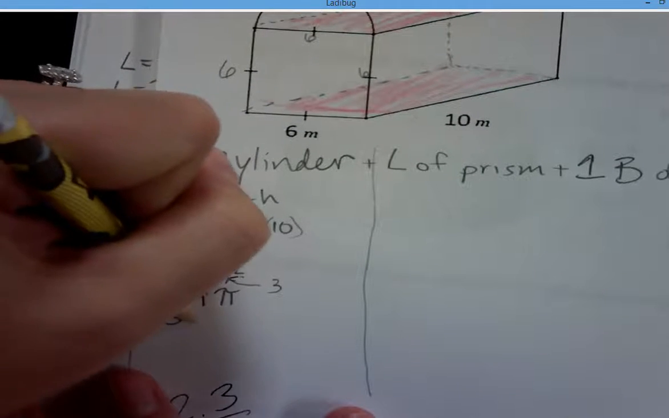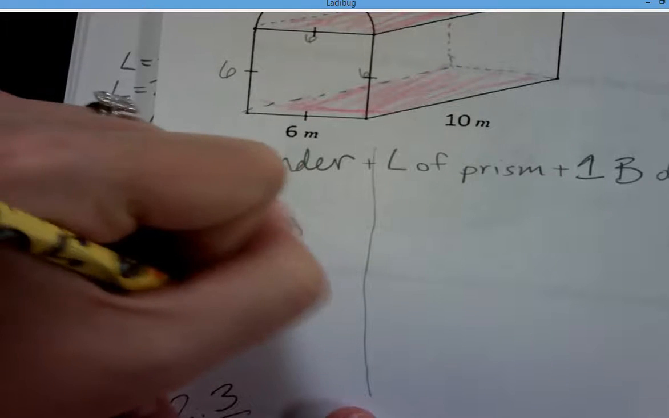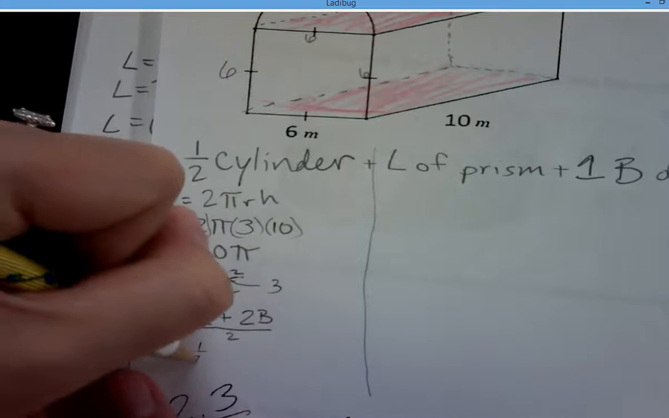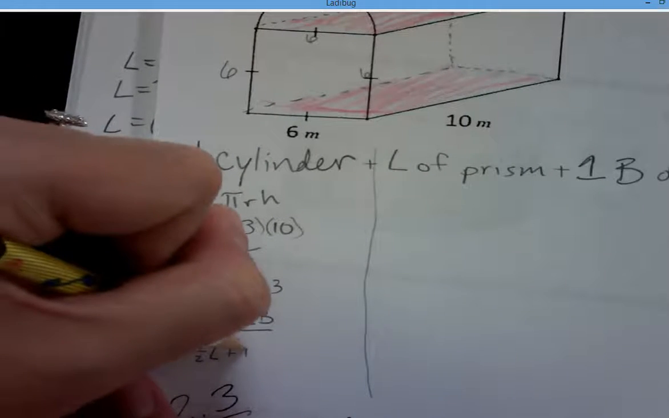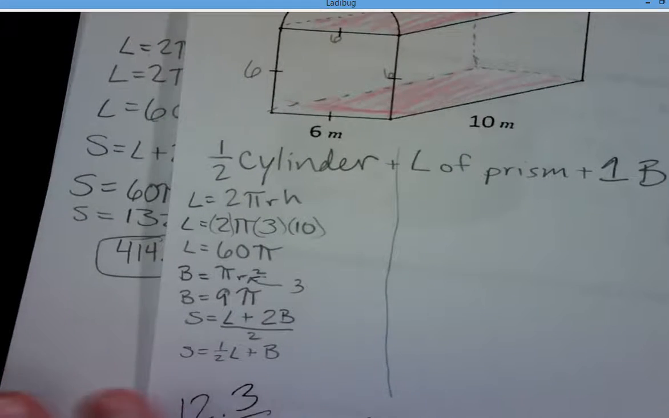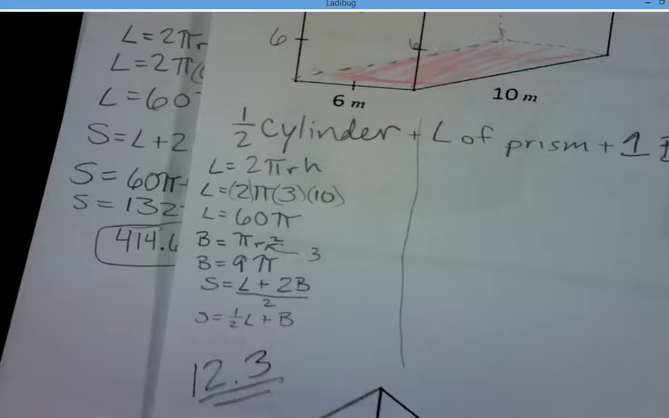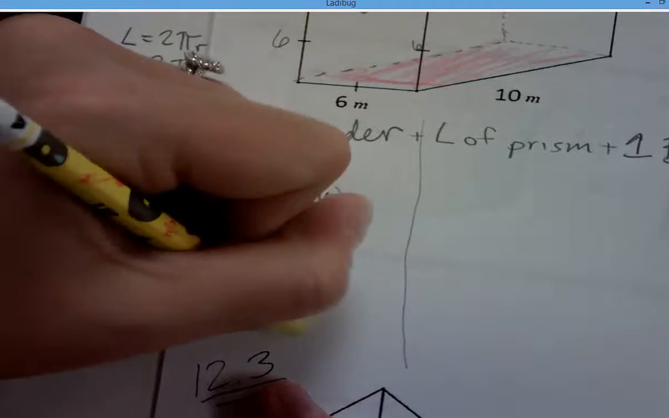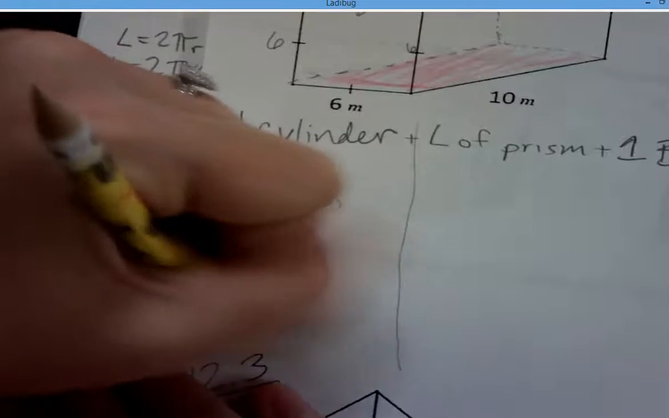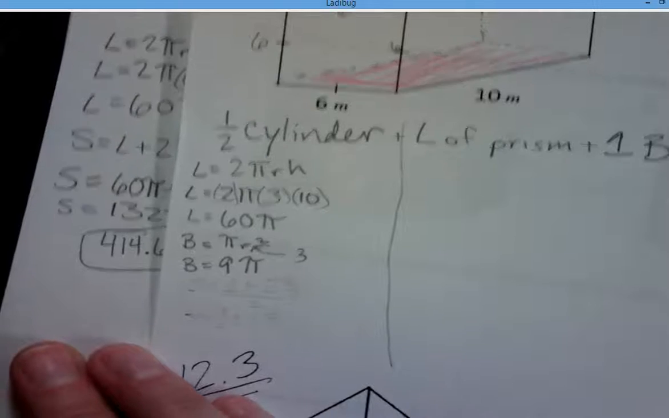So our surface area formula is L plus 2B. If we cut that in half, then our surface area is going to be half of our L and then 1 base. This tends to confuse people when we write it out like that. But you also have to cut the L in half. So here's what I'm going to do. I'm just going to go ahead and find the total surface area and cut that whole thing in half.